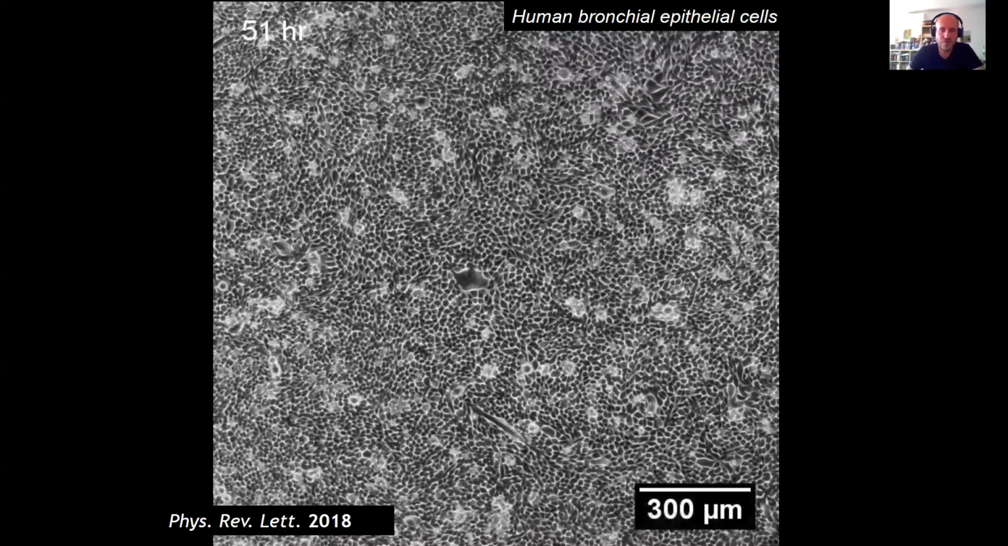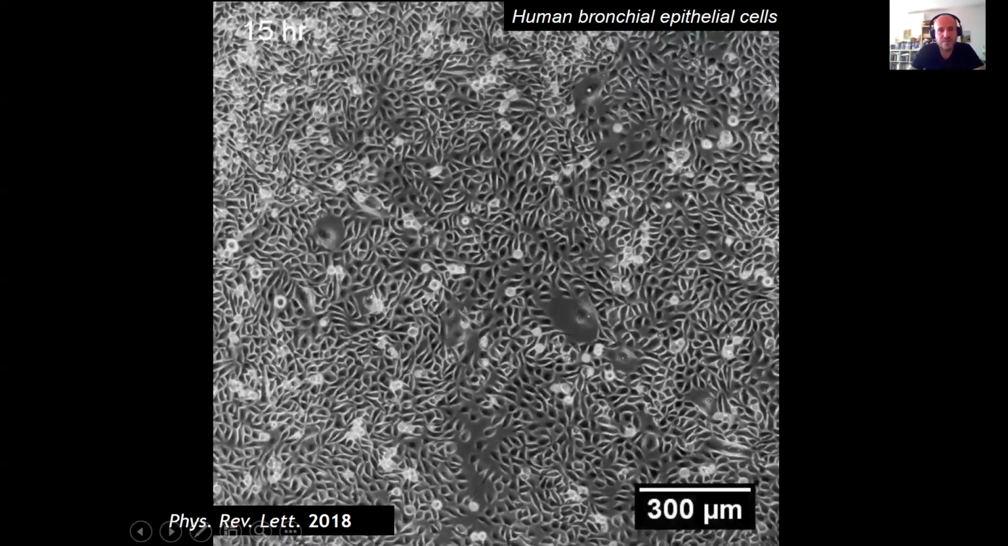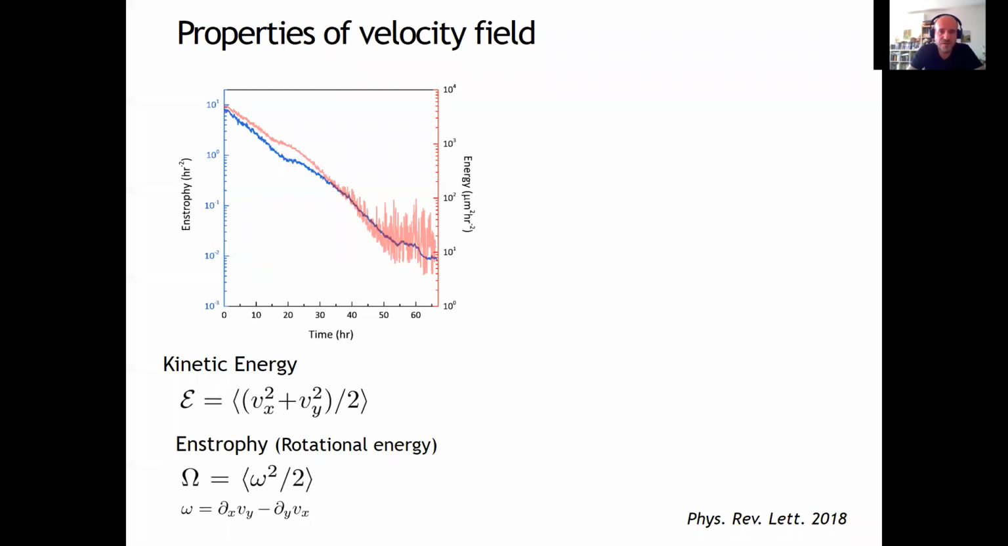Right, so of course, cells proliferate, so the density grows. I mean, there are many other biological phenomena going on. But if you just analyze the kinetics and the rotation of the system, you can define two quantities. One is kinetic energy, and the other is entropy. It's actually the energy that's stored in the rotational modes.